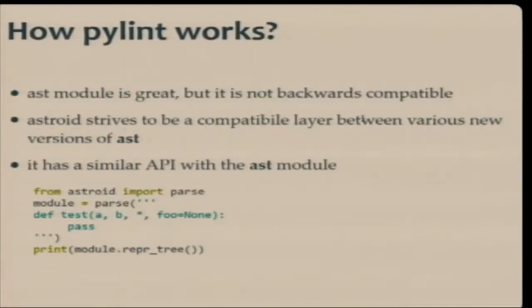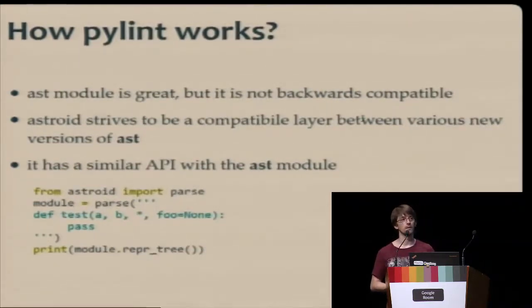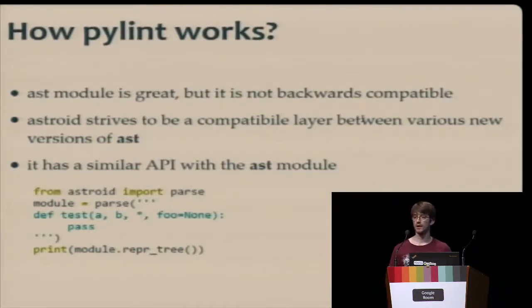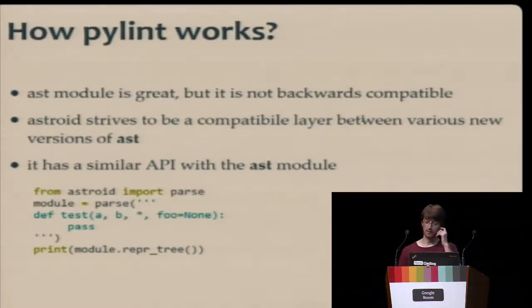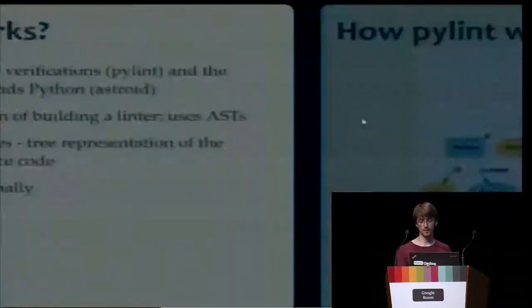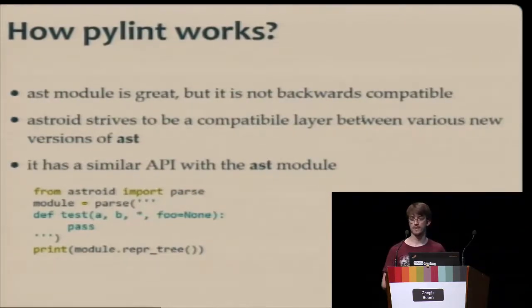Right. Even though ast is great, it's built in, we don't have to write our own parser, it's not perfect because it's not backwards compatible, not even for minor versions of Python releases like 3.4 and 3.5. Basically, they are going to add new nodes or remove nodes or change things out there. And Astroid strives to be a backward compatible wrapper over ast that you can use for Python 2.7 till Python 3.5, and as well for PyPy or Jython or any other interpreter which supports abstract syntax trees. And the API is quite similar to ast. As you can see, it doesn't differ too much. We have basically the same functions. Yeah, so if you're using ast right now and you want something more capable, you could use Astroid.